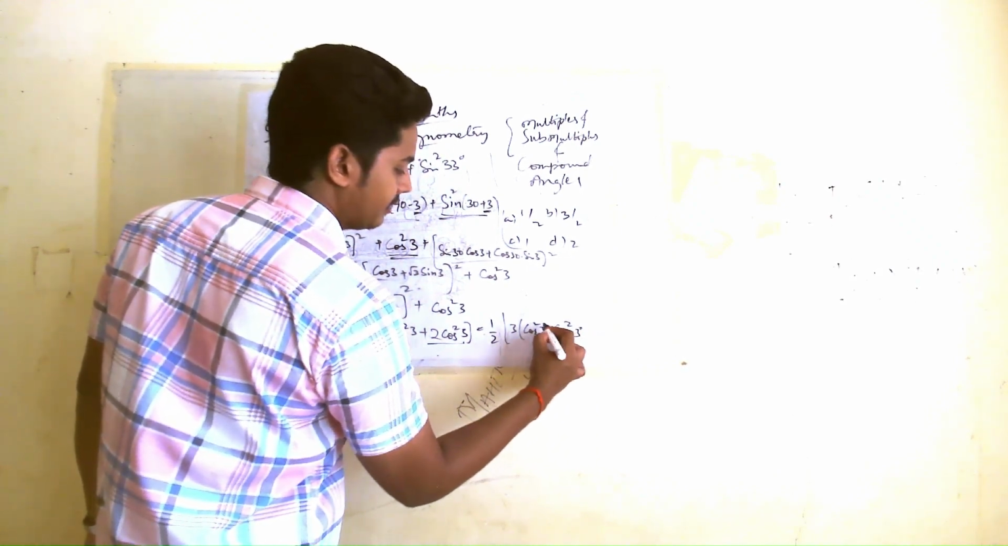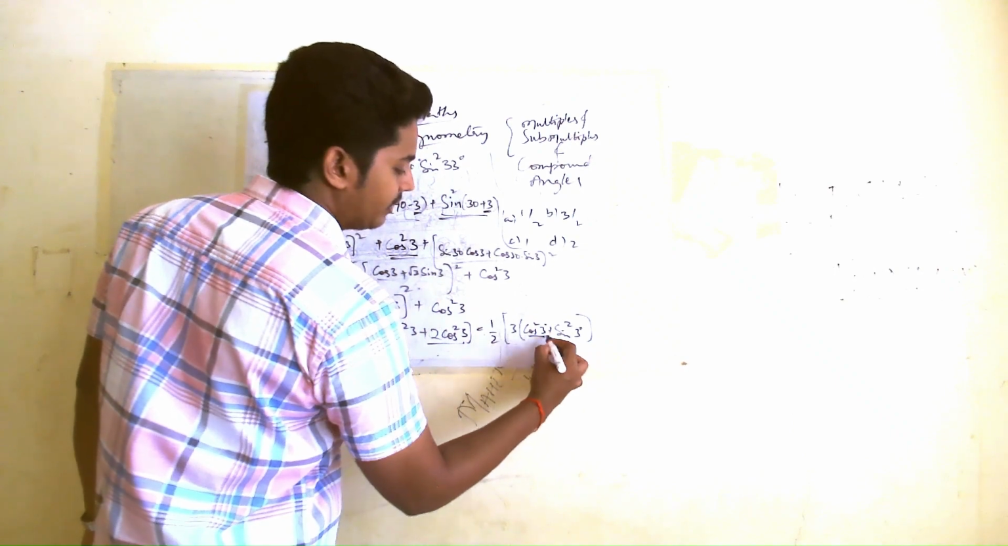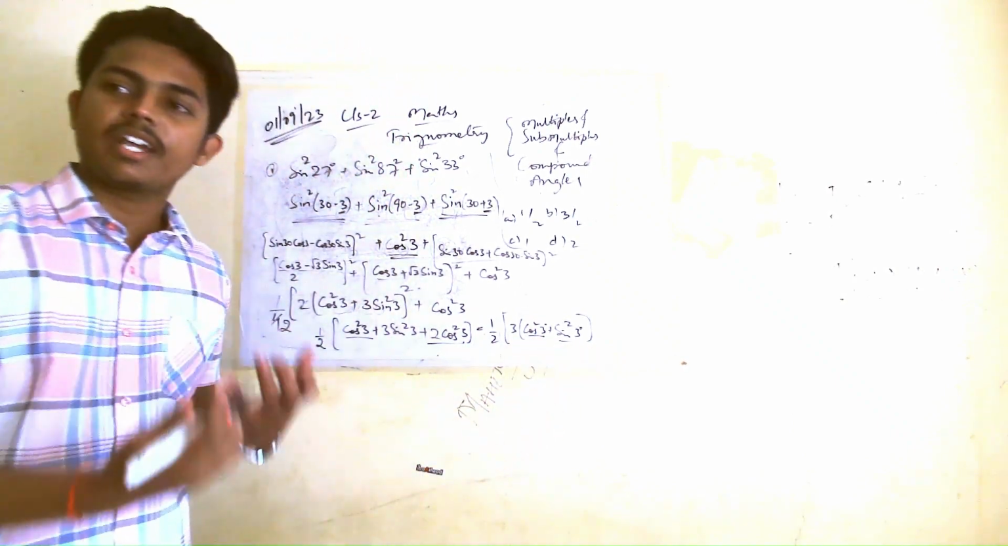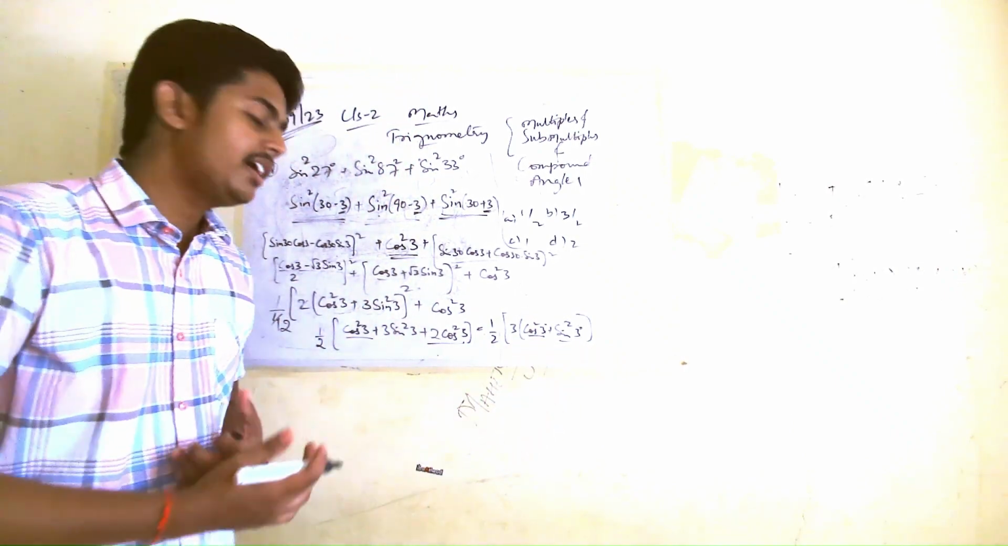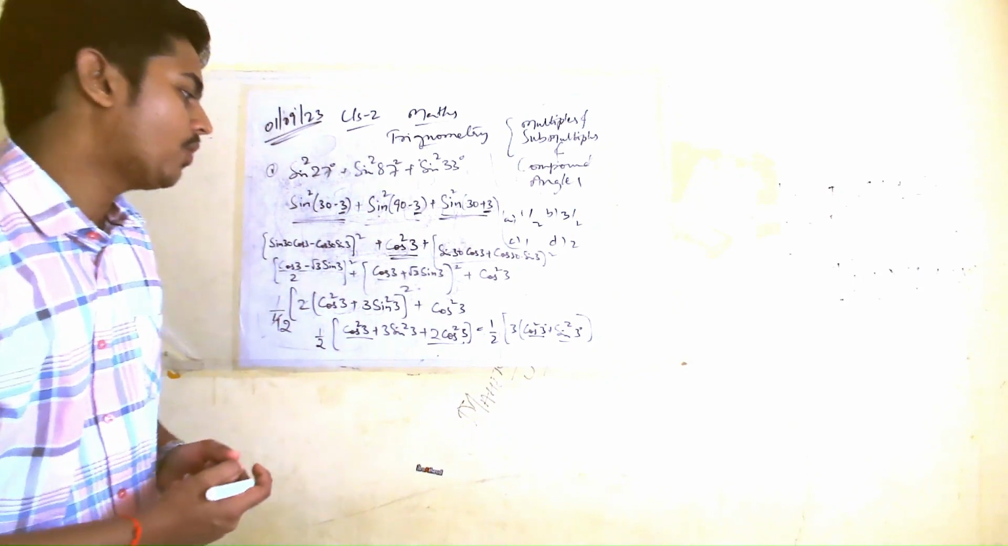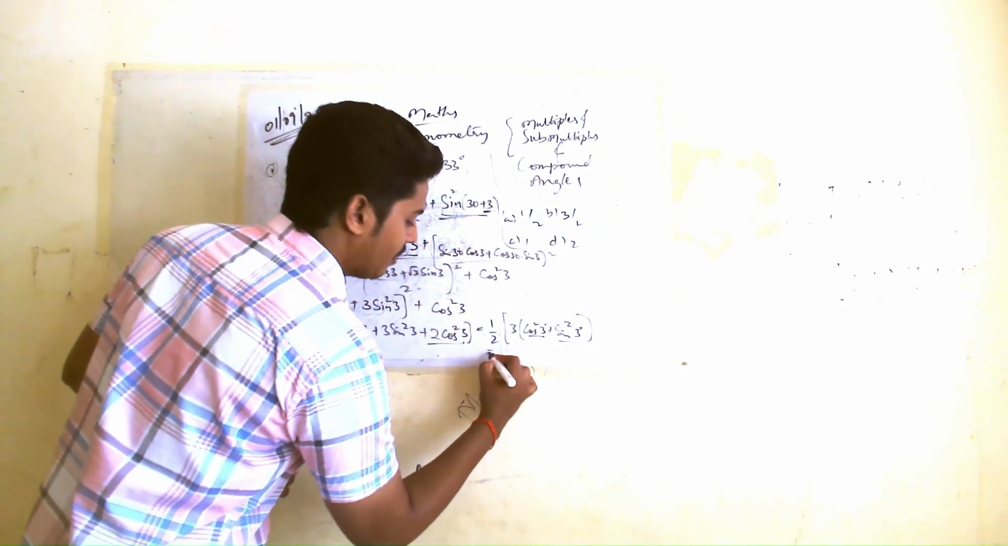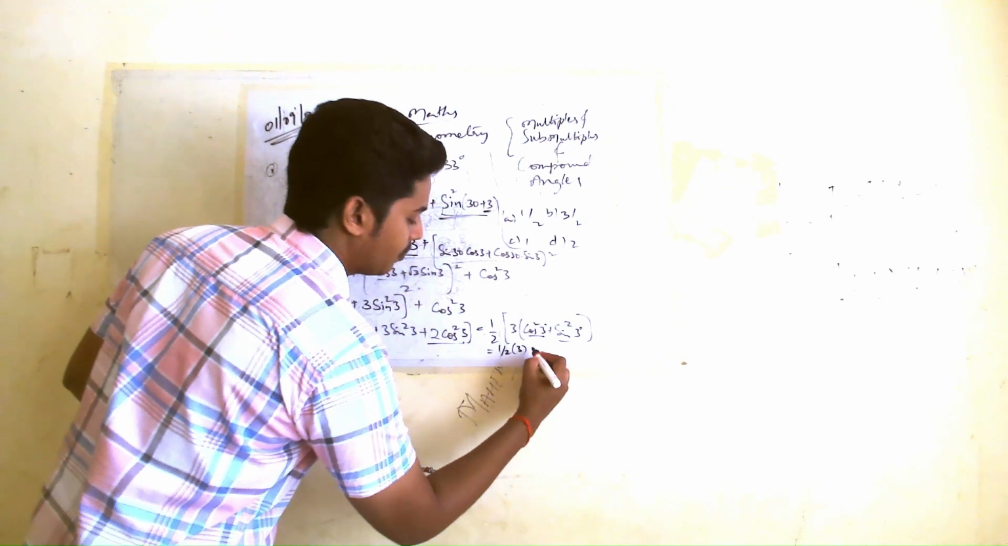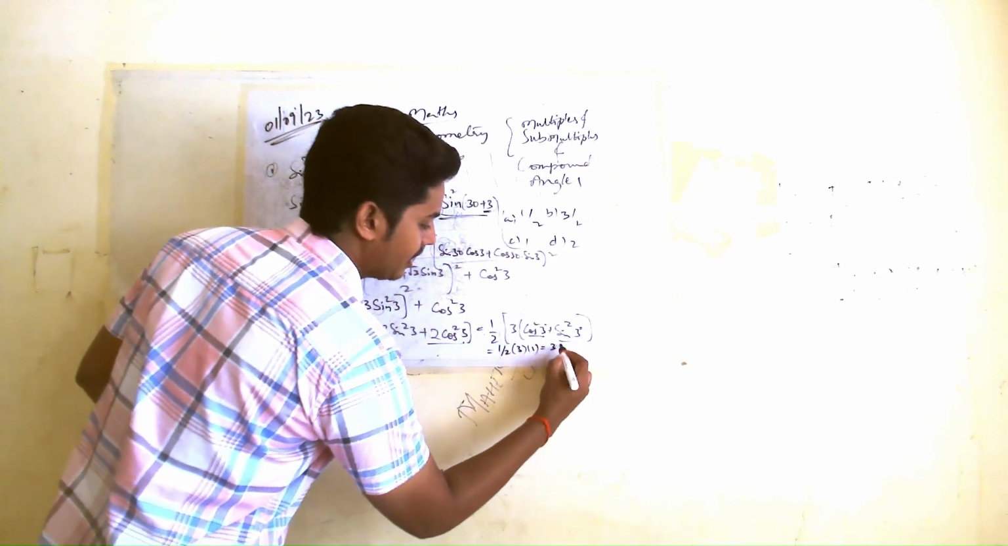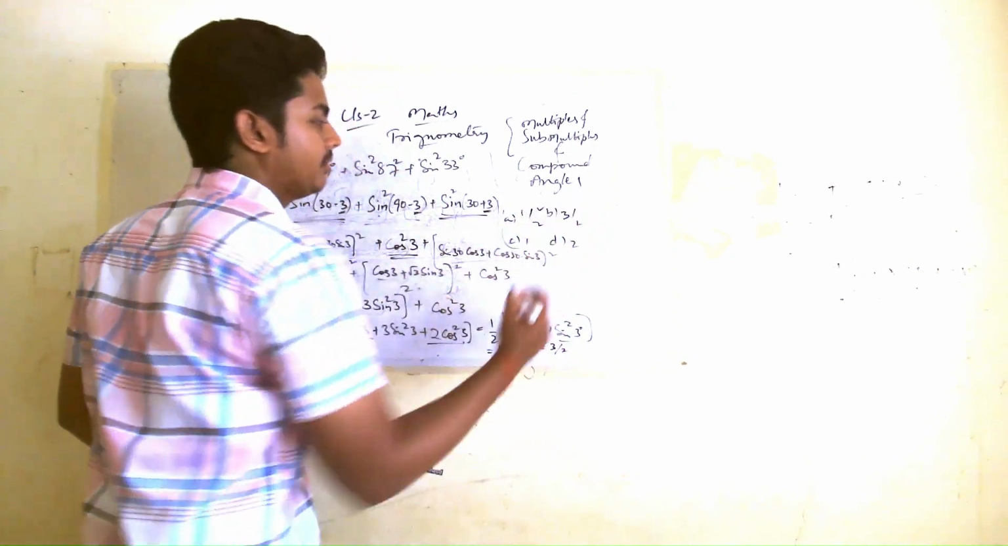This is in degrees. So cos square 3 degrees plus sin square 3 degrees, it's the one side identity, cos square theta plus sin square theta is equal to 1. So it is nothing but 1 by 2 into 3 into 1. So our answer is 3 by 2 and it is option B.